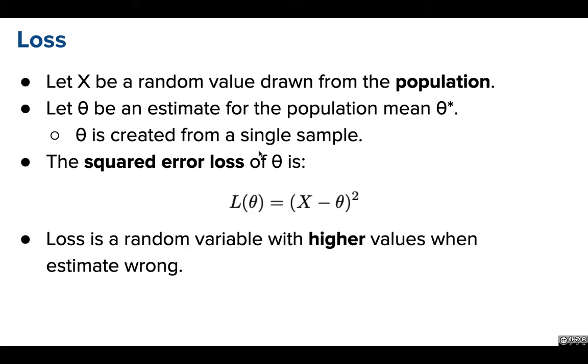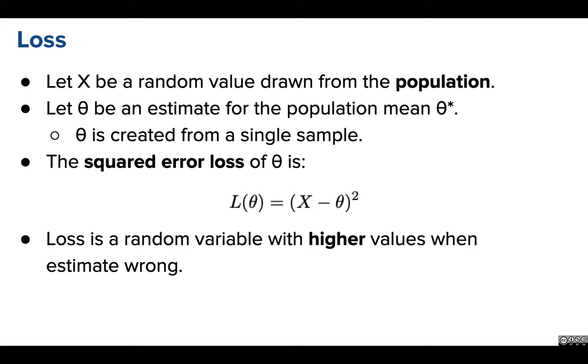Okay, and keep in mind here that this x is drawn from the population. So this is saying if I reach back into my population and pick out one more individual, I can compute the loss when I go through that random process of picking out one more individual.